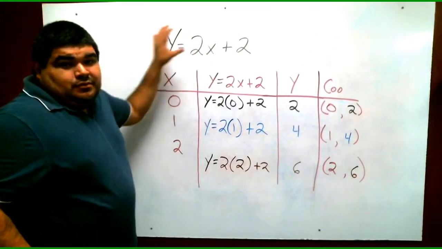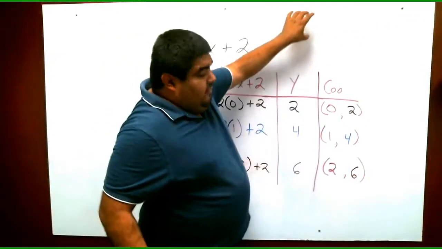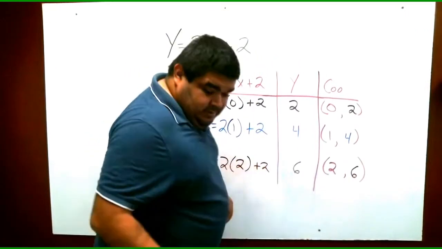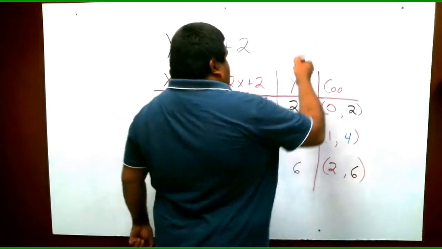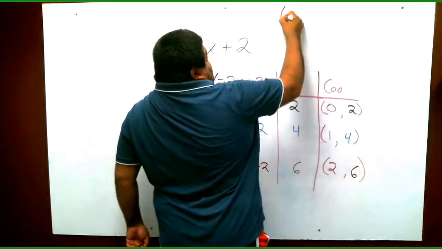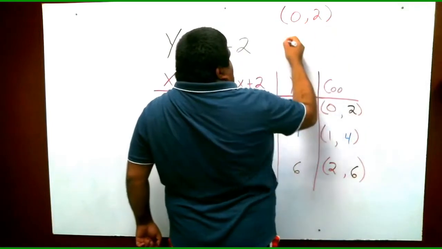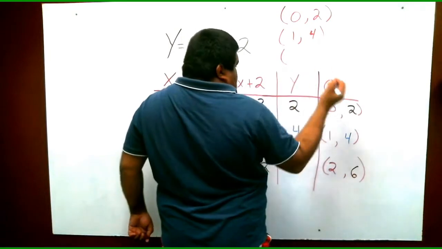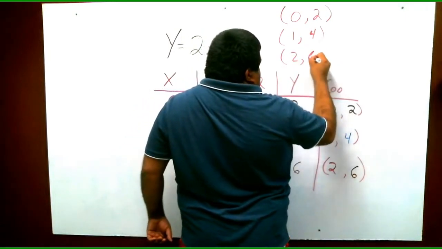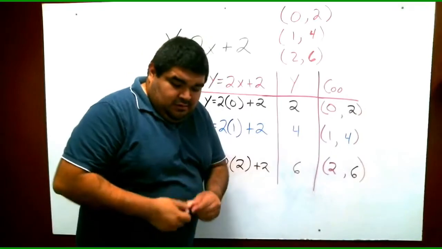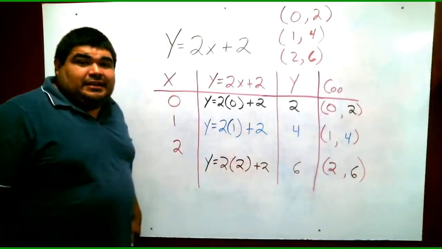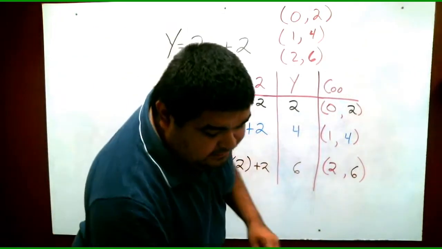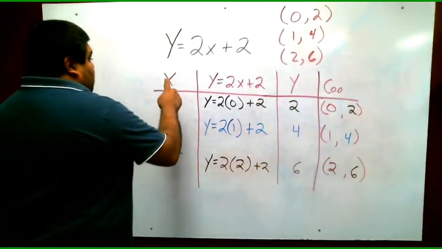Notice that I'm going to leave the equation up there. I'm going to write all 3 coordinates here. All right, our first coordinate, remember, was 0, 2. Our next coordinate was 1 and 4. And then our final coordinate was 2 and 6. Okay? Make sure you have everything written down before I erase it. If you need more time, pause the video. All right, so I'm assuming everybody has it by now. So I can erase this bottom part.